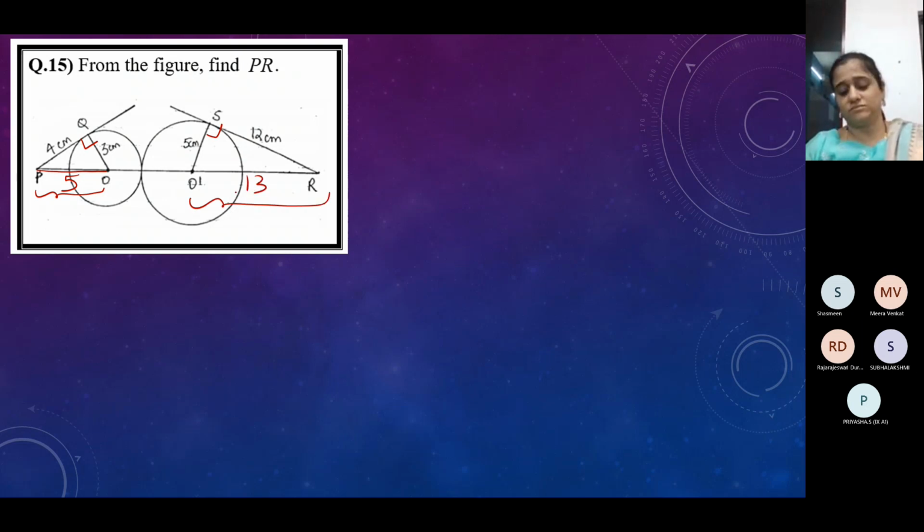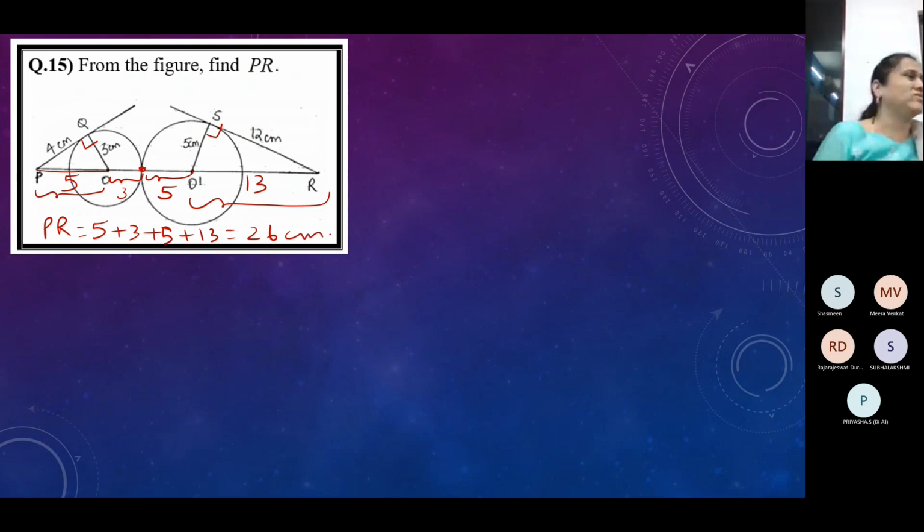Then the radii are 3 and 5. From here to here is the radius, 3 centimeters. Then from here to here is the radius, 5 centimeters. From here to here is the radius. Very good. So PR is equal to 5 plus 3 plus 5 plus 13, which is 26. Very good, children, all those who got the answer 26. It's easy for the others also. It's not difficult. We just couldn't get it now, but it's easy.